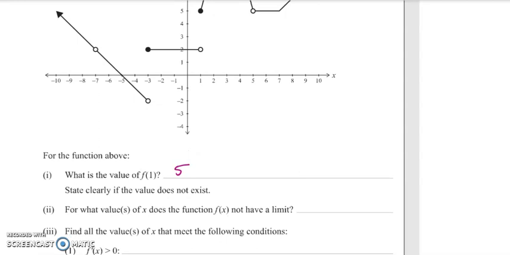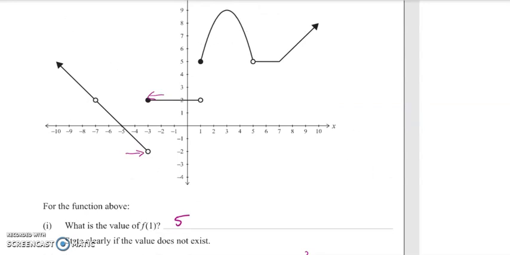Okay, for part 2, for what values of x does the function not have a limit? Now, not having a limit means that we don't have the same number coming from the left and the right, and it also has to be finite to be a limit. So the places where that's not happening is here at -3. We're coming towards a different number from the left as we are from the right. So when x equals 3, that is not going to work. Oh, -3, sorry.